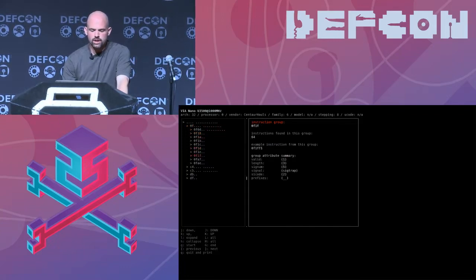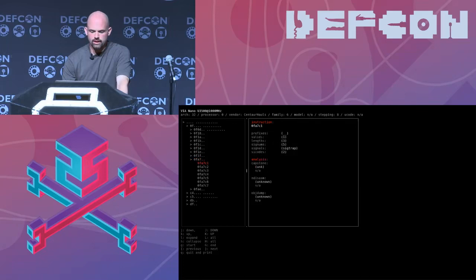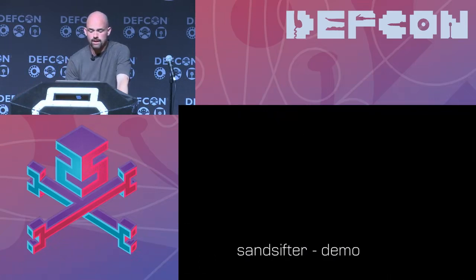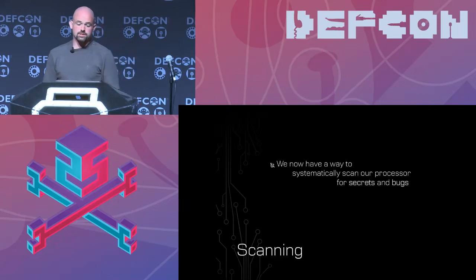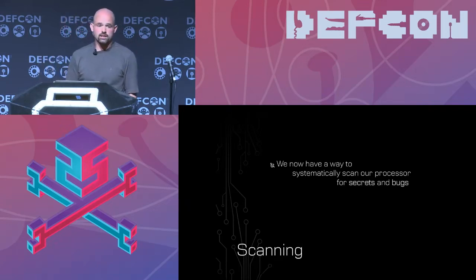If I dive into one of these instructions, I can drill down in a little bit more depth. It's telling me that the instruction 0FA7C1 existed on this processor, but none of the 3 disassemblers that we gave that byte sequence to understood what that instruction was. That's a really strong indication that this is an undocumented instruction sitting on my processor. So basically this gave us a way to systematically scan our processors for secrets and bugs.